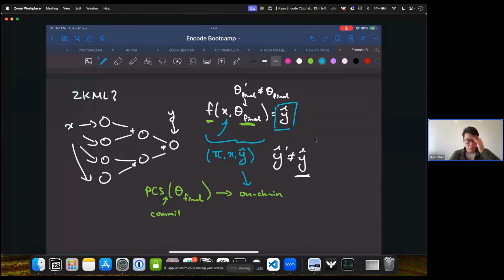And so basically what the on-chain verifier should do is verify that pi, which is the proof for specifically f, and theta final, along with the input x and the output y, is the correct execution of the function f, or of the machine learning model in this case. And so in essence, the commitment that you put on chain earlier to the weights, even though it is hiding and therefore doesn't reveal anything about the model weights, should allow you to verify that the model was run with the correct weights on the given input x, which gives you the output y.